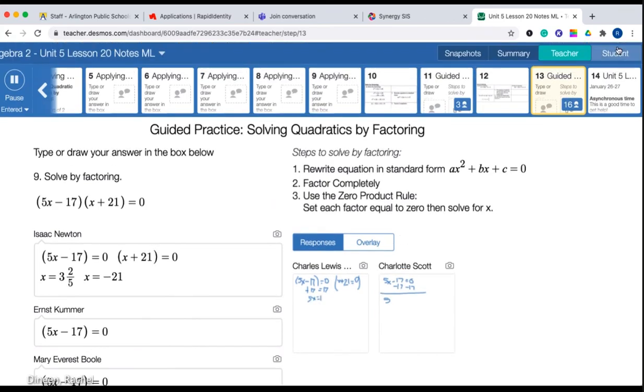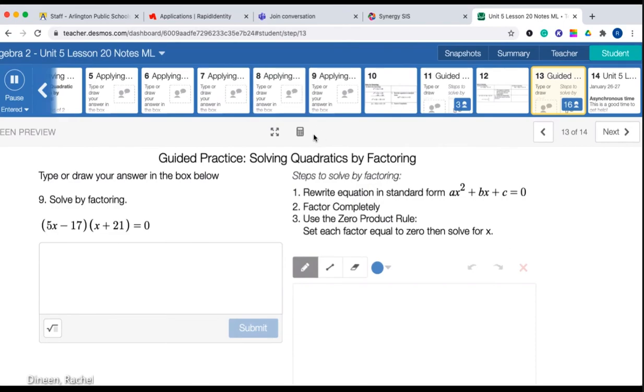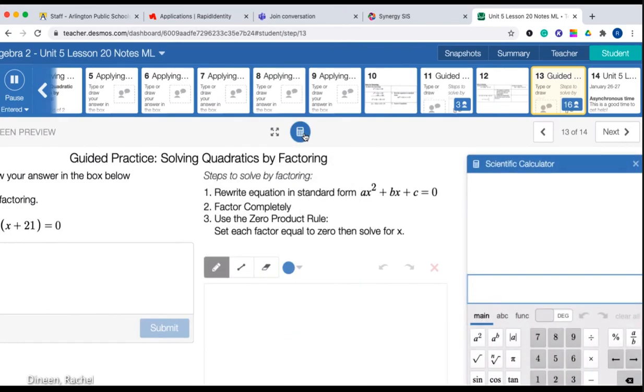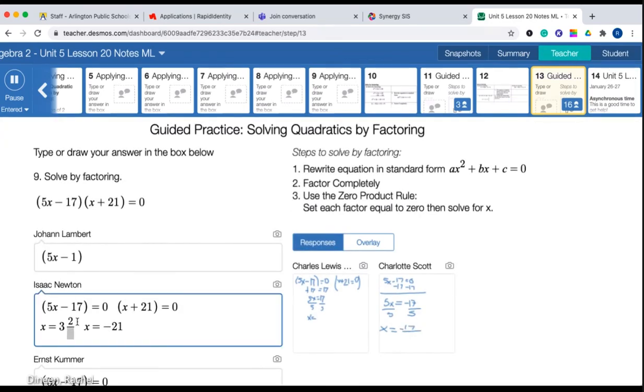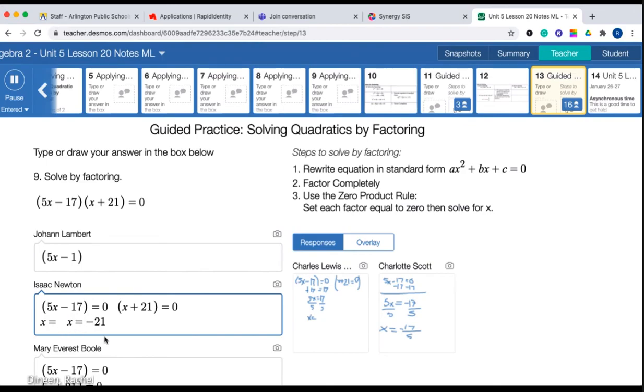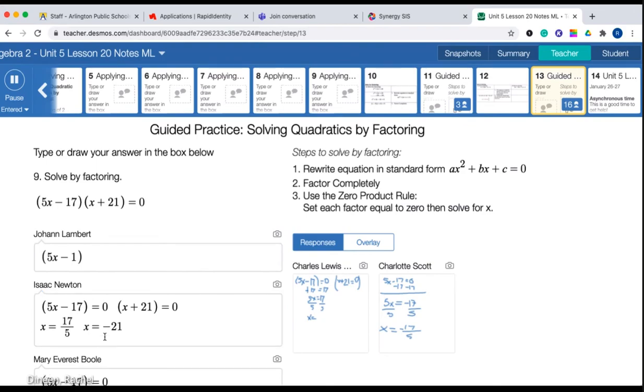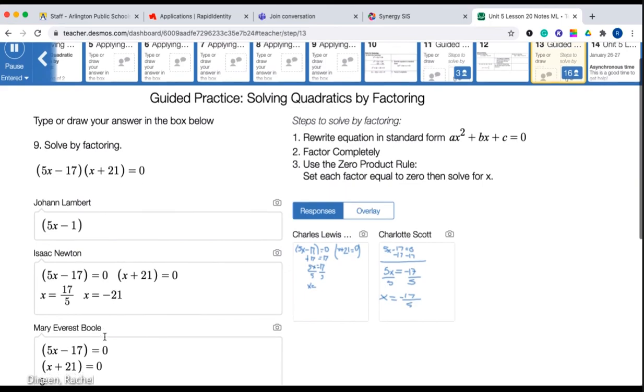Remember that if you click on the calculator at the top of your screen, a scientific calculator will pop up, which is very helpful for your calculations. And we usually write answers as improper fractions, not as mixed numbers. So you can leave it as 17 over 5 instead of converting it to a mixed number. So instead of 3 2/5, just leave it as 17 over 5.